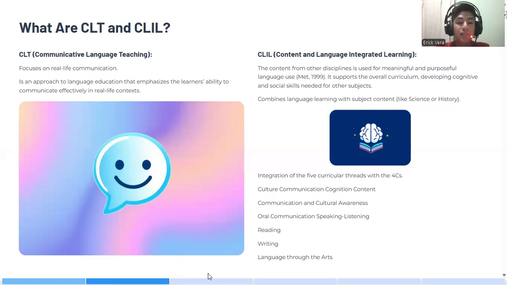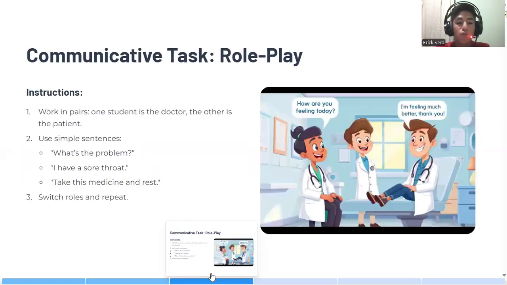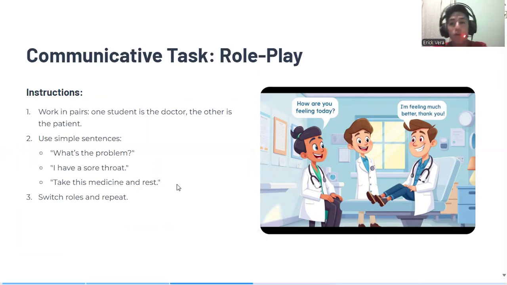But let's move to the activities that are based on those two approaches. The first one is a communicative language task, the role play. The role play is one of the activities most used in this approach. For example, let's read the instruction. This activity works in pairs. One student is the doctor and the second is the patient. Using simple sentences, they will practice speech production through those imitations.